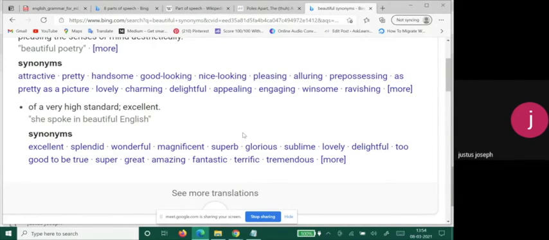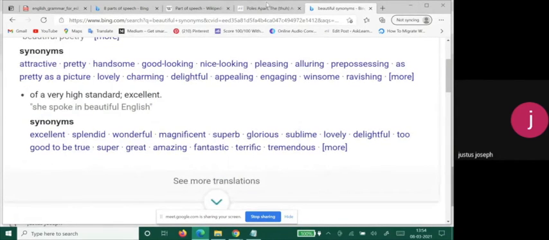Okay, magnificent, glorious, sublime. How many here use the word sublime? I had a sublime experience when I was in Lulu Mall. My friend suggested me to visit the Lulu Mall, and I never thought I would have such a sublime experience there. Okay, delightful, too good to be true. That's a phrasal usage. You do not always have to use words. You can use phrases also.